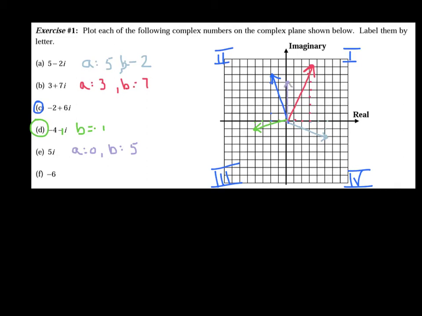And the last one, what makes F a little tricky? Well, what makes F a little trickier is that the a component is negative 6, but the b component is 0 because there is no i in the problem. So all I'm going to do is go straight left 6 units, and I'm not going to go up or down, so I'm going to stay right on the x-axis, and there's going to be my last vector.